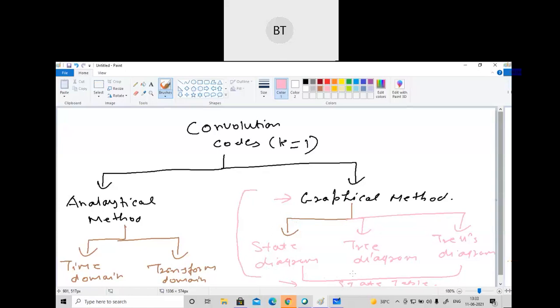Should I start the time domain, or leave it for the next session? It requires some 15 to 20 minutes. What to do? Please tell. Okay, I'll start the time domain and give you a glimpse of it.